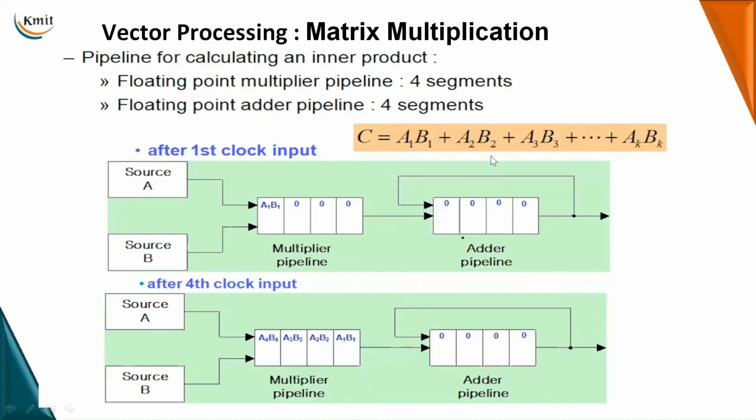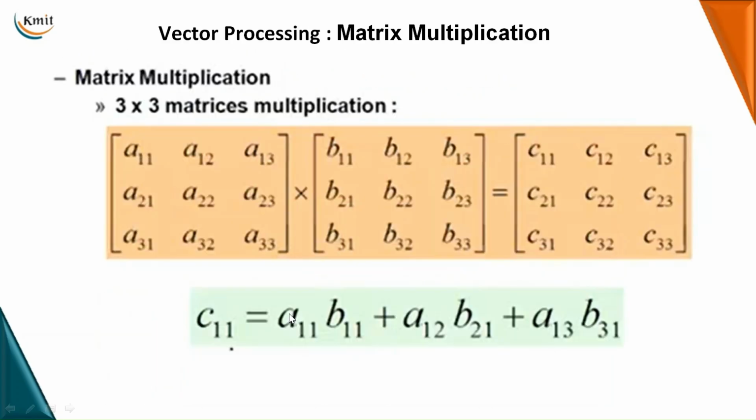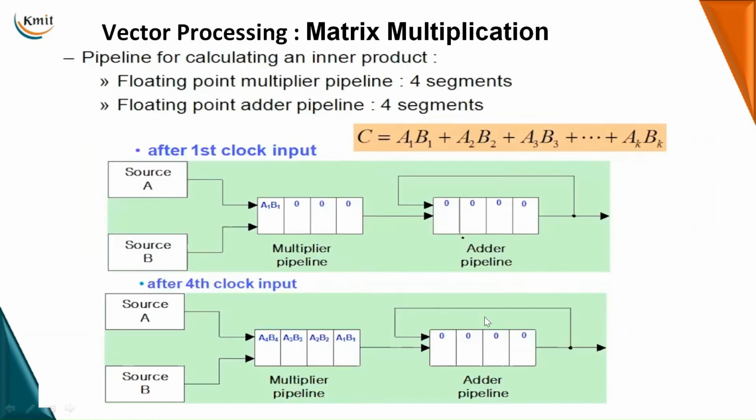This vector processing unit contains a floating point multiplier pipeline and an adder pipeline, because to calculate the inner product, we have to perform multiplication and then an addition. So A11 into B11, A12 into B21, A13 into B31: multiplication has to be performed and then we have to perform an addition. So our pipeline contains a multiplier pipeline and an adder pipeline.